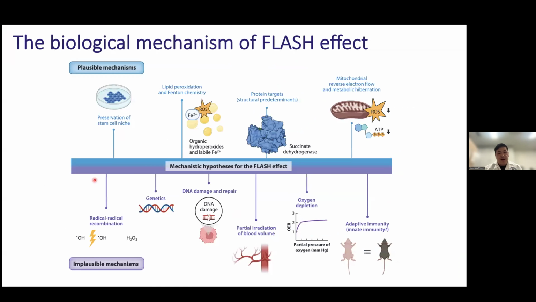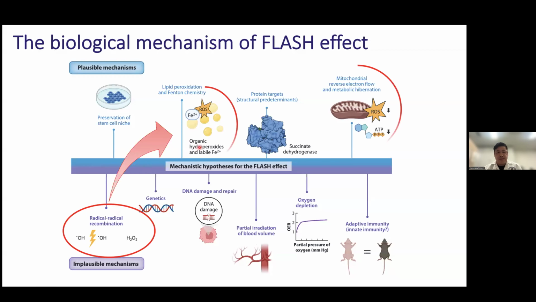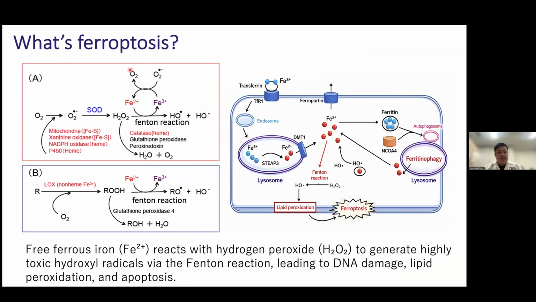From here, I will introduce the latest trends in flash mechanisms. Interestingly, hypotheses that were previously considered less convincing are now providing supportive evidence for two major hypotheses like this and like this. One hypothesis is related to ferroptosis. Ferroptosis is a recently discovered form of programmed cell death, a pathway distinct from apoptosis, necrosis, and autophagic cell death.